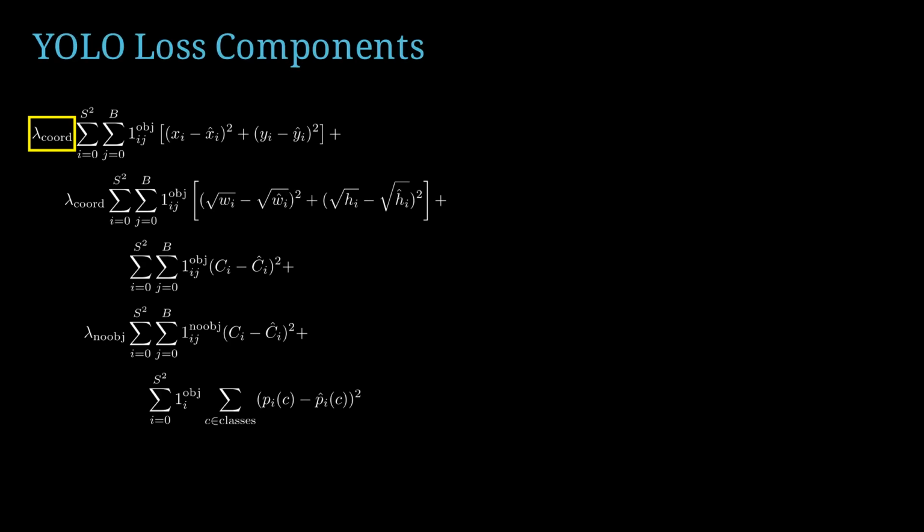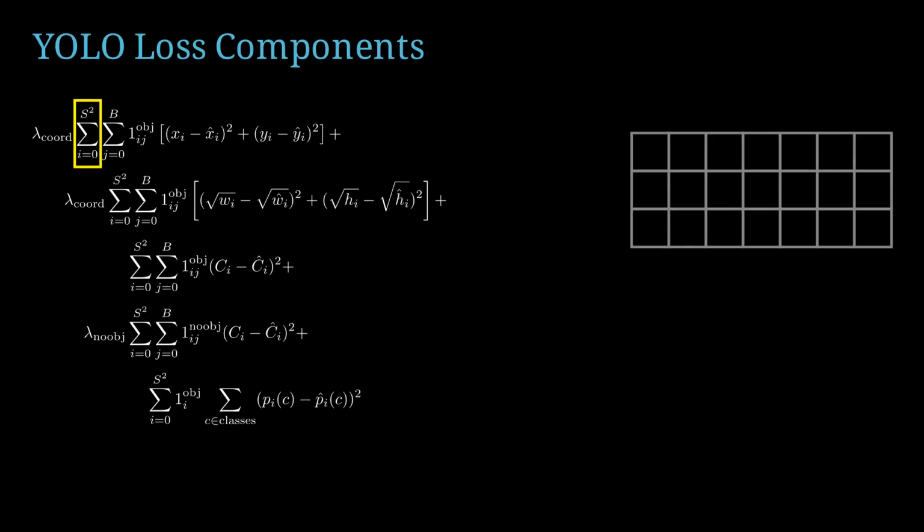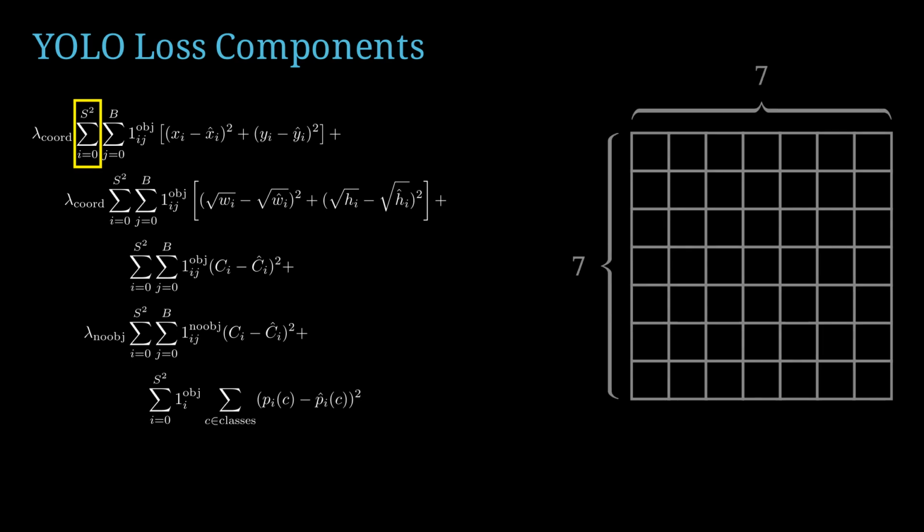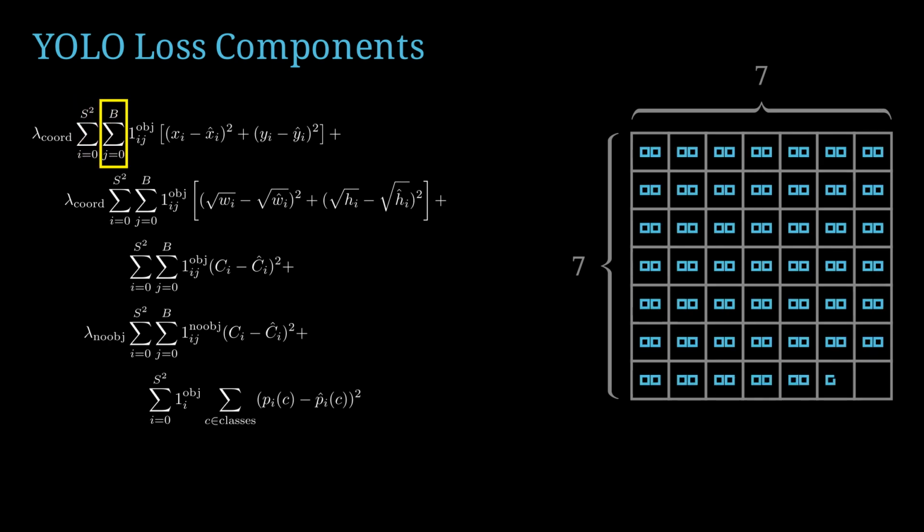Now let's understand the loss function. For now, ignore the first term. The first summation sign is for each grid value, which is 7 cross 7, with a total of 49 grids. The second summation is for 2 boxes for each grid. These are the actual and predicted coordinates values for each object in each grid.